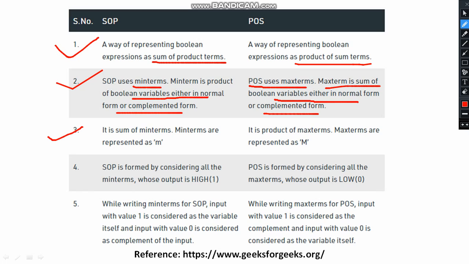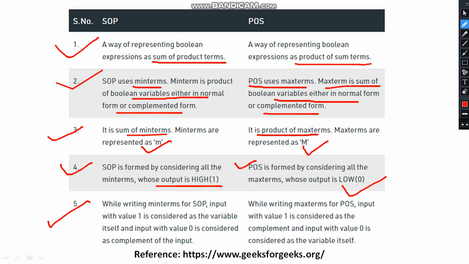That is true. And the next point is, SOP is a sum of min terms, whereas POS is the product of max terms, and SOP is represented by the small letter m, whereas POS is represented by the capital letter M. Also SOP is formed by considering all the min terms whose output is high. You see the truth table which I have shown you. I have considered only where you are getting the high output, that means 1. POS is formed by considering all the terms whose output is low.